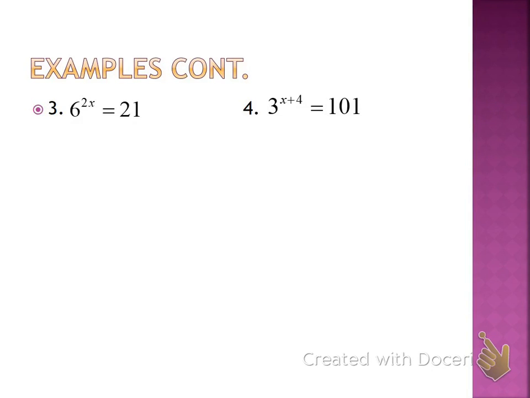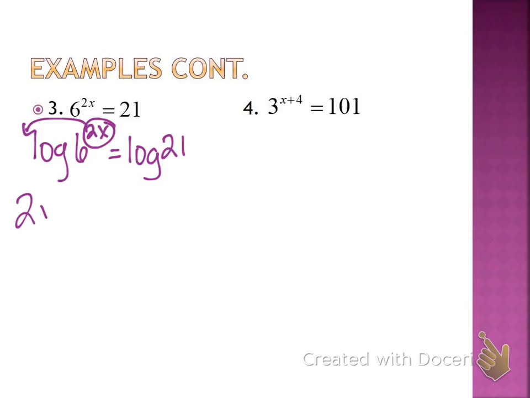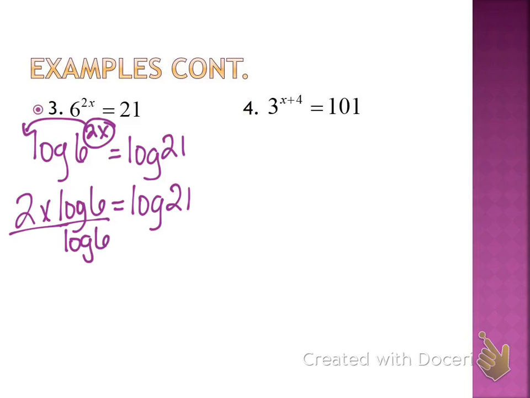As promised, Charles, you can tell me how I'm setting up number 3. Well, before I do that, I need a log. So where do my logs go? Okay, so we take the log of both sides. I like that. And then you said move what? 2x in front of its log 6 using the power property. Okay, equals log 21. What's next? Divide by log 6. Yep, divide both sides by log 6.